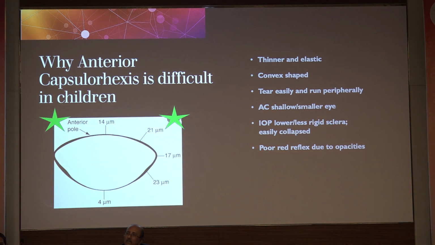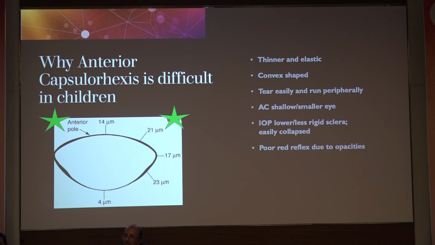So why is anterior capsule rhexis difficult in children? Children have a capsule which is thinner and elastic. It is convex shaped. It can tear easily and easily run peripherally. And the AC is shallow and the eye is also shallow. IOP is lower because there is less rigid sclera and it is easily collapsible. And poor red reflex might be there due to the opacities.